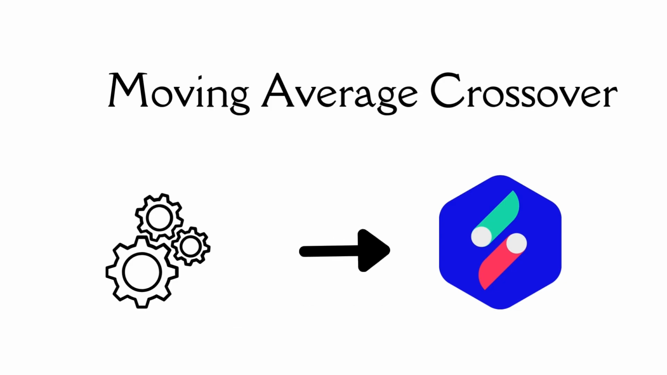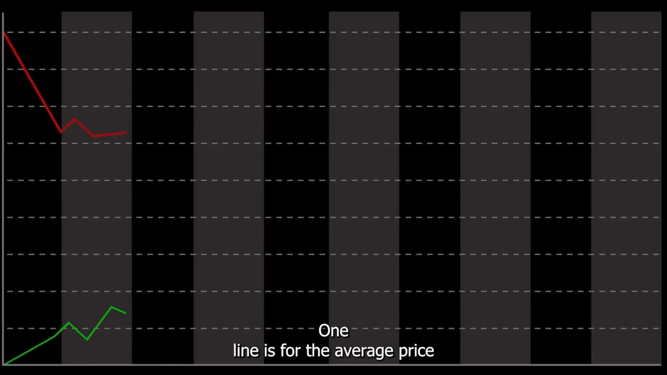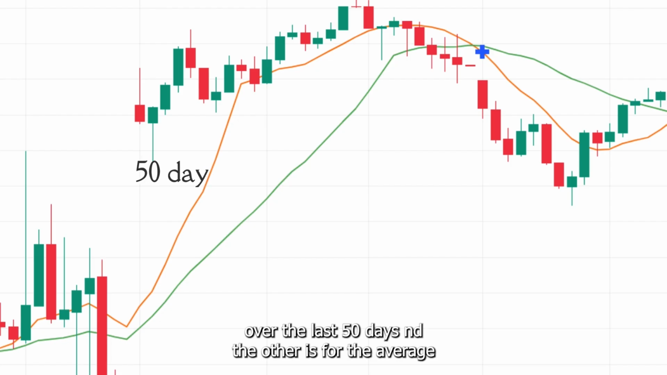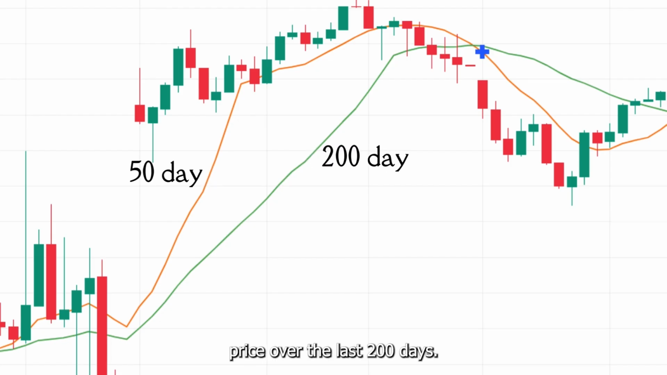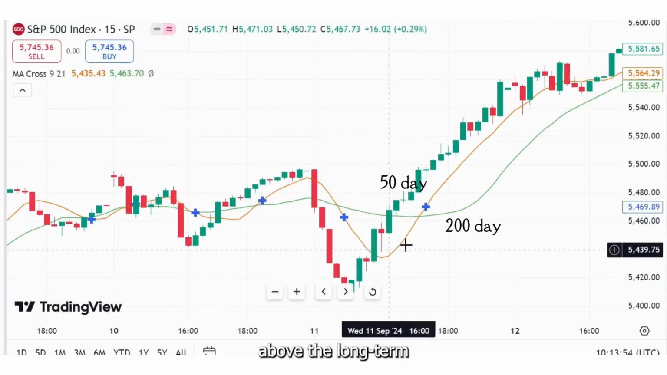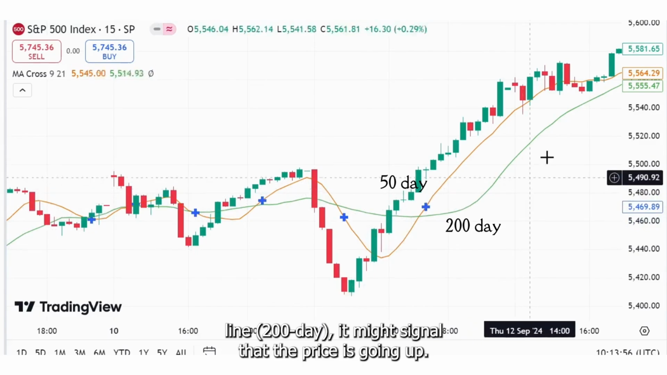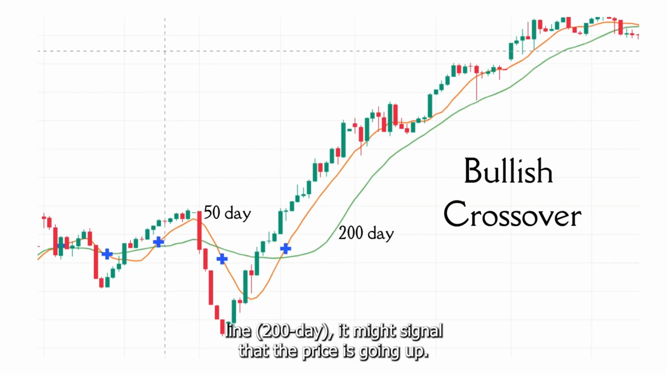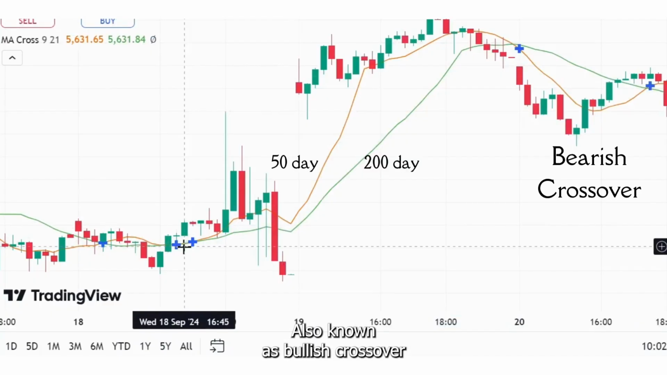Let's get started. Imagine two lines on a chart. One line is for the average price over the last 50 days, and the other is for the average price over the last 200 days. When the short-term line, the 50-day, crosses above the long-term line, the 200-day, it might signal that the price is going up, also known as a bullish crossover.